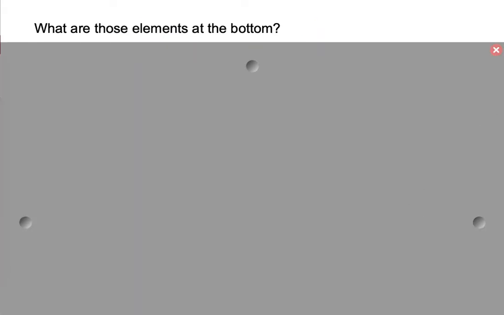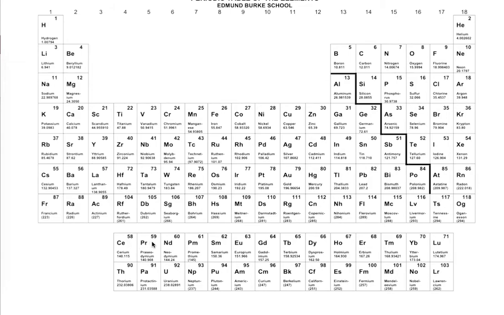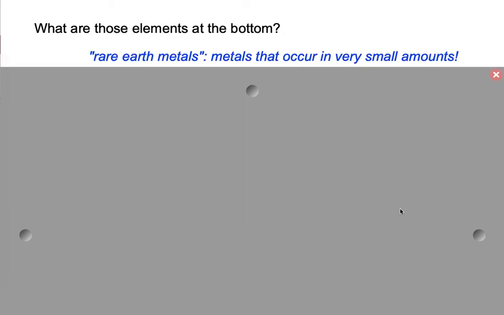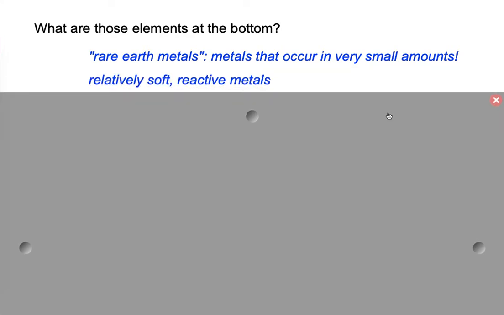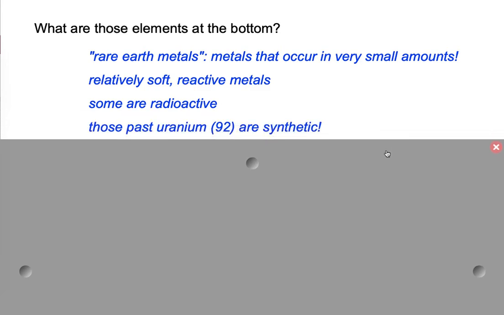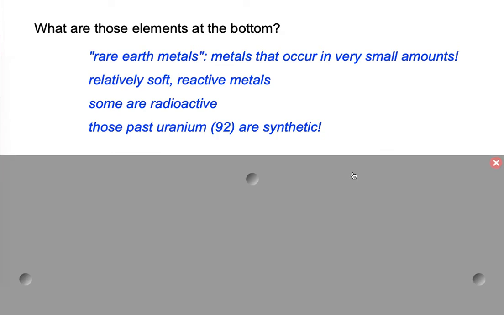Every periodic table is set up in such a way that you've got these funny two rows of elements hanging off the bottom. Let's go back and look at these, starting with cerium and thorium. So the question is, what is going on with those? Those are called the rare earth metals, and as the name implies, they occur in the Earth's crust in extremely small amounts, and they are relatively reactive and soft metals. Some of them are radioactive, and all of those after uranium, atomic number 92, are synthetic, which means that they do not occur naturally, they were produced in a laboratory.